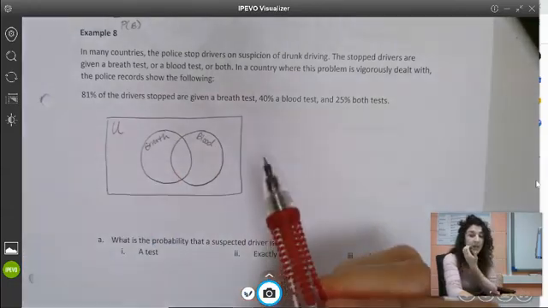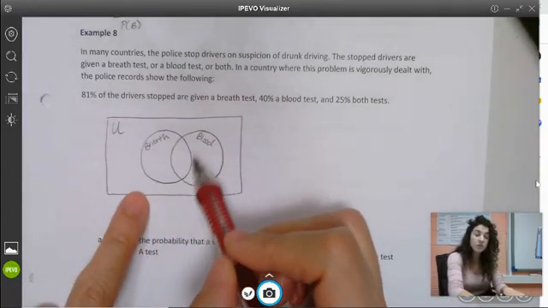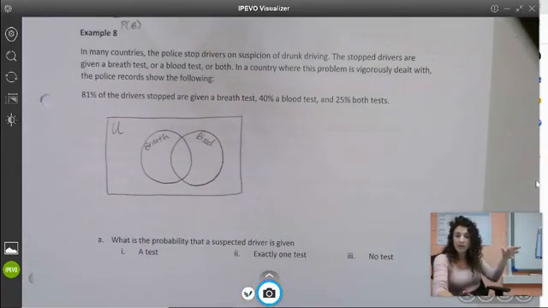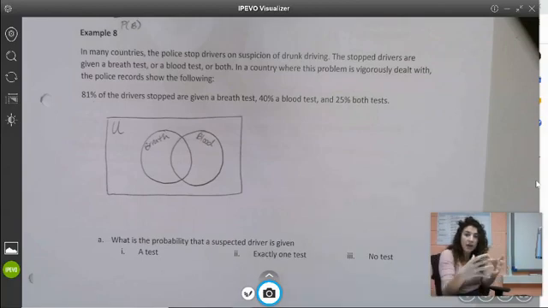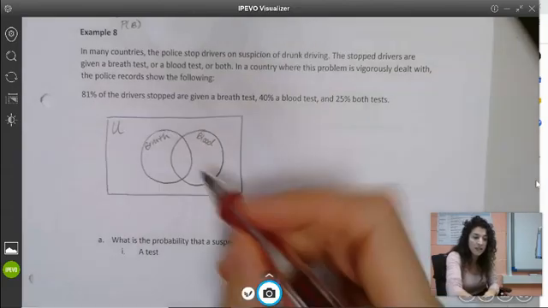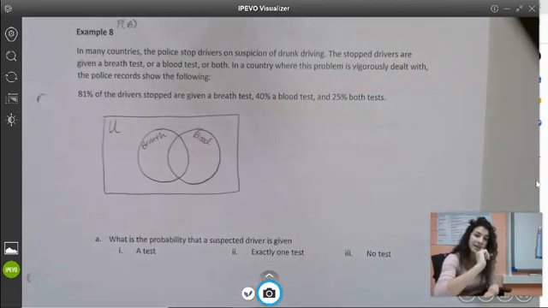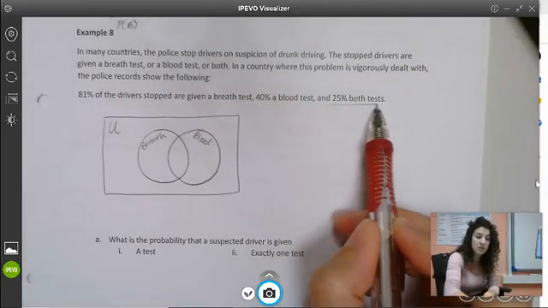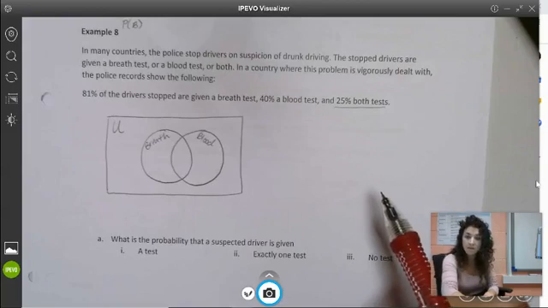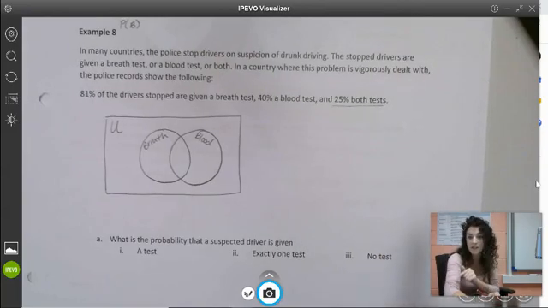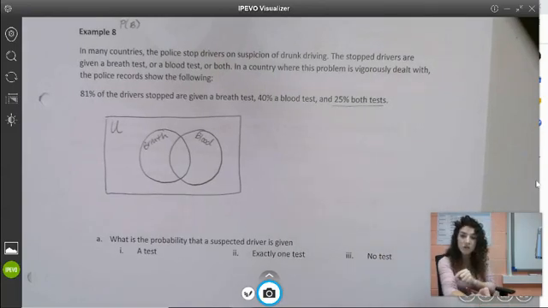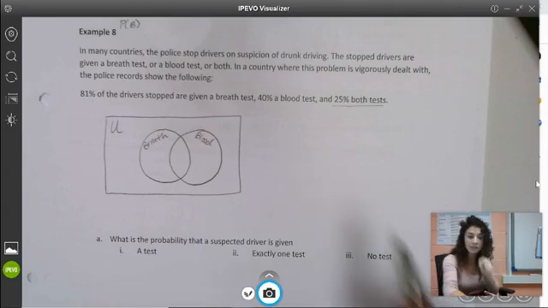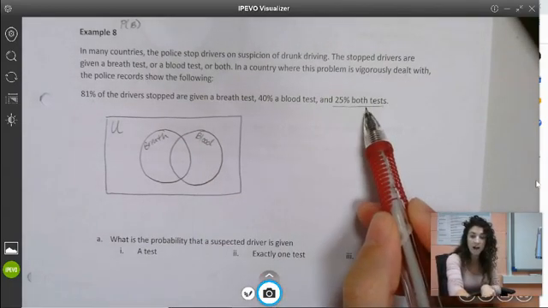Okay. Now, the thing is that when we know what's going on with a whole circle, that's helpful information for a later part, right? That's helpful information to say, okay, well, I know that this whole bubble is 0.81, but I don't know what the part inside of that bubble is. And then that's where this last piece of information is really helpful. 25% are given both tests. That is the most useful piece of information here because it's a very specific one spot.